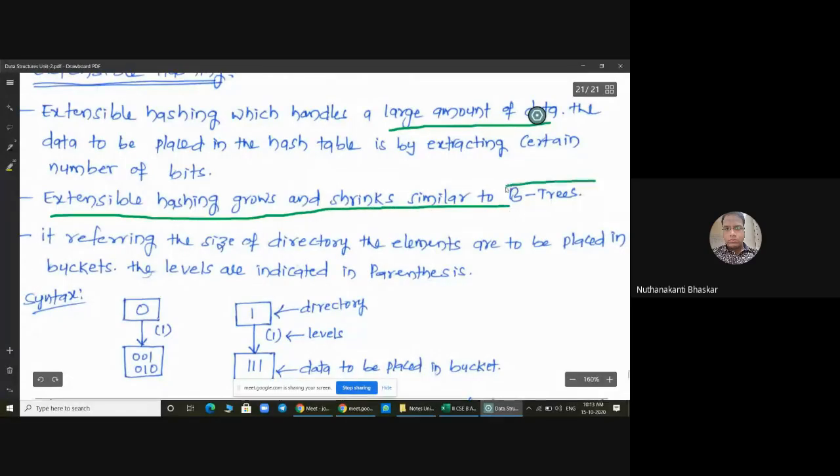You are going to learn B-trees at the end of the chapter. Here, B-trees also shrink and grow. As the number of elements increases, the table grows. As the number of elements decreases, the table shrinks. That is why this hash table shrinks and grows as per the input data. Are you clear?